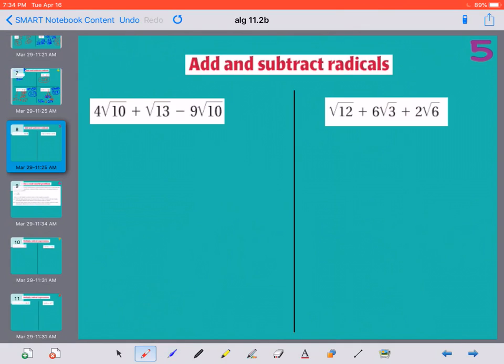Alright, here I see two of the same radicals, one here and one here. So what I'm going to do is think of those as just my like terms. I'm going to add 4 minus 9. So it's going to give me a negative 5 times the square root of 10. Now what we have left is just the square root of 13. So I'm just going to put this down here. 1 times the square root of 13. I can't combine those, so this is my answer.